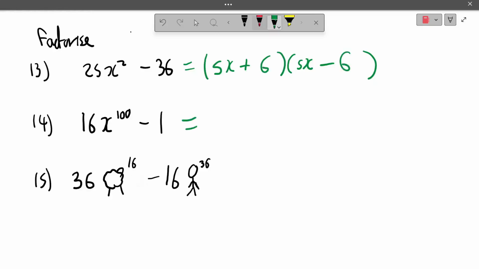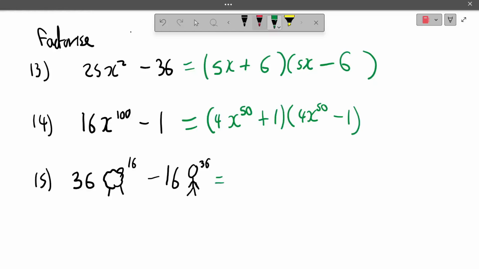What about the next one? Well, the square root of 16 is 4. And the square root of x to the power of 100 is x to the power of 50. So with our powers and square roots, we just half it. So we are dividing by 2, or half of. And then we have a plus; well, the square root of 1 is 1. And then we have 4x to the 50 minus 1. So perfect, same thing.